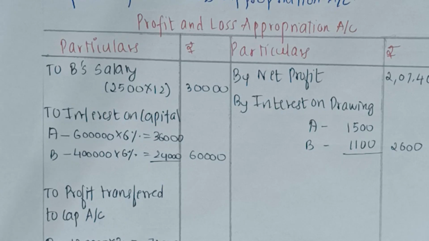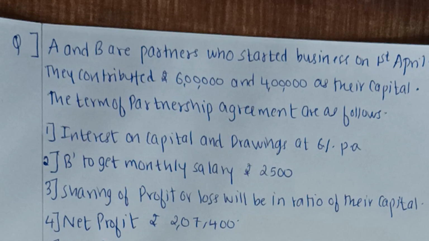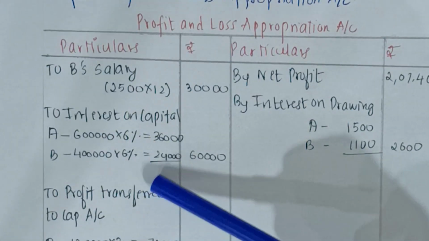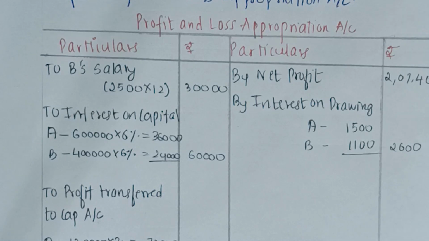Okay. Then next we have interest on capital. The capitals were contributed as 6 and 4 lakhs and the percentage is 6%. So here itself I have given the working note. I have showed you all the calculation. For A it is 6 lakh into 6%, which comes to 36,000. For B it is 4 lakhs into 6%, which comes to 24,000. So when you add 36,000 plus 24,000, it comes to 60,000.